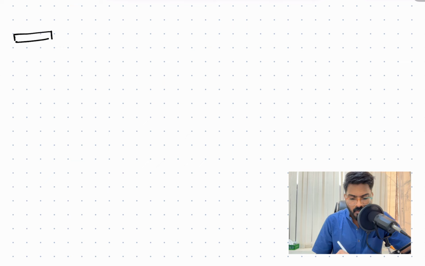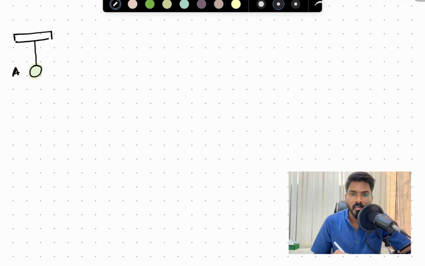Let us try another question in the CBSE textbook again. I will help you visualize this. There is a metallic spherical ball, a metallic sphere, which is hanging. Let's call it A. This is hanging here, but this is a charged sphere. So let's assume it has a charge of Q.